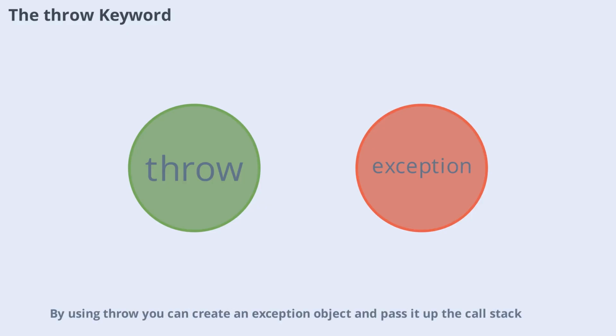By using throw, you can create an exception object and pass it up the call stack where it can be caught and handled by a try-catch block. This gives you control over how and when exceptions are raised in your application.